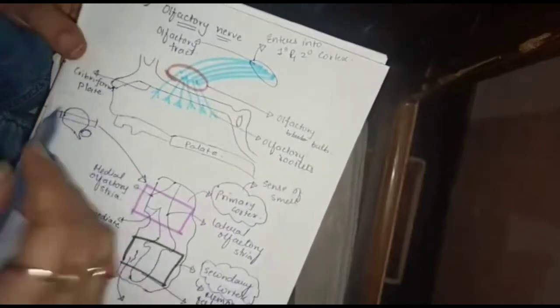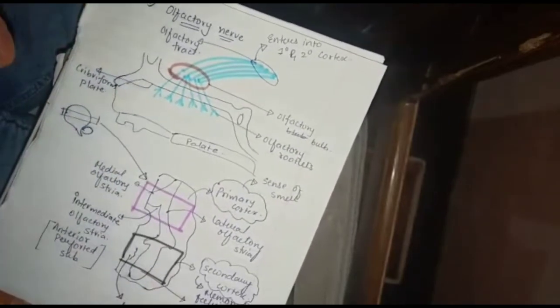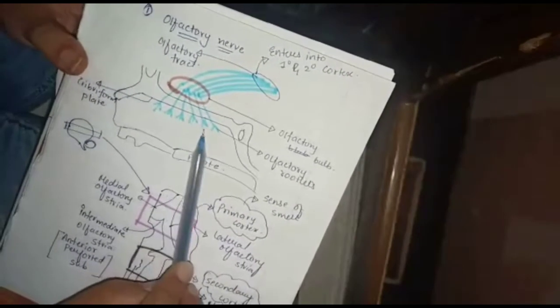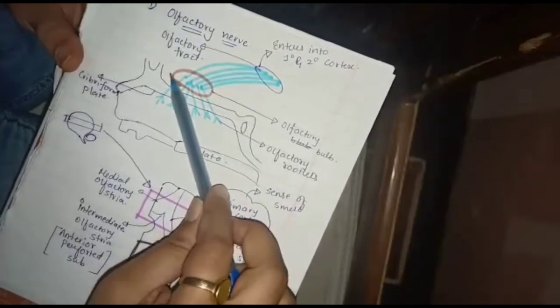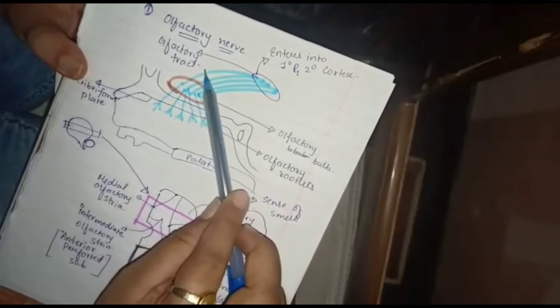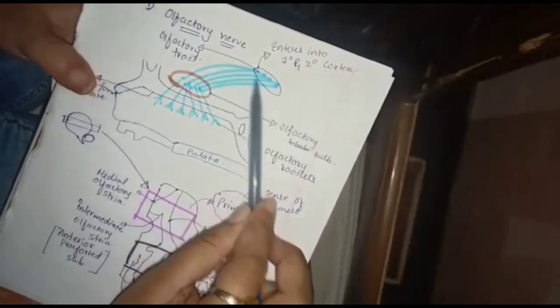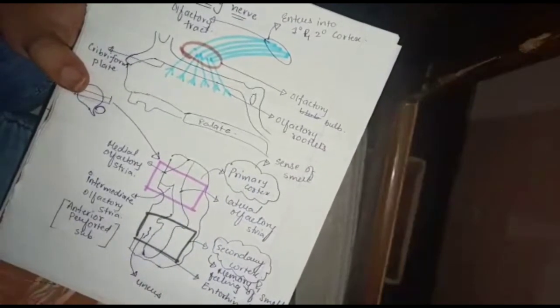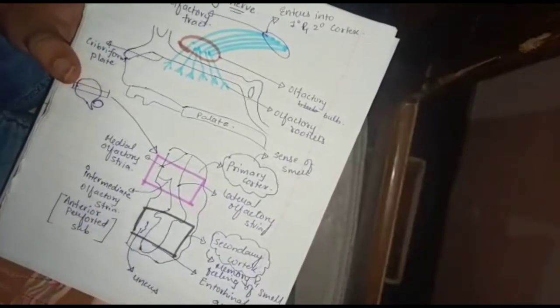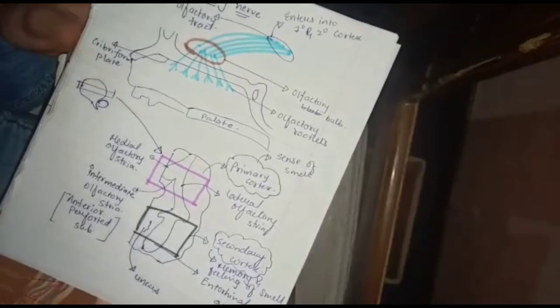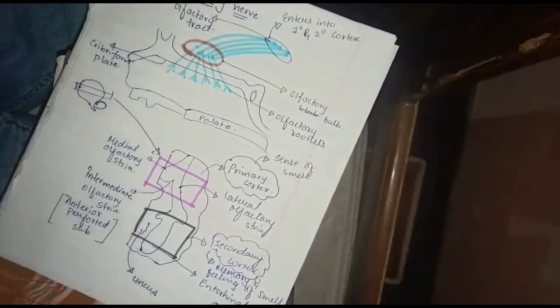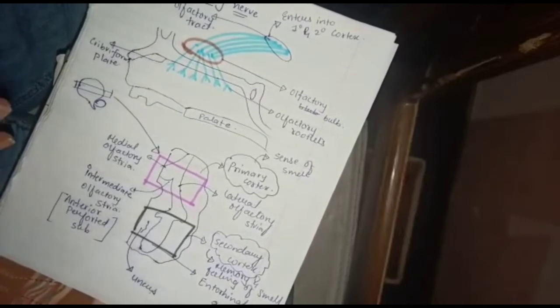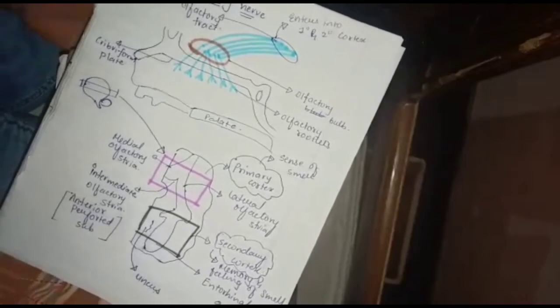From the receptors of the olfactory rootlets, the smell will go inside and cross through the olfactory bulb. Then they form one tract and go into the brain. In the brain they go into the primary cortex. The primary cortex understands the sense of smell, and the memorization of the sense of smell is the function of the secondary cortex. And this is all about the olfactory nerve.